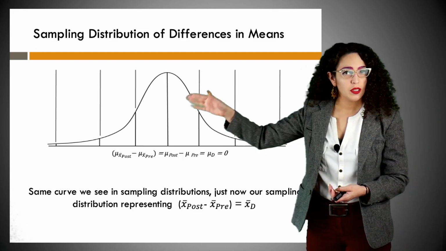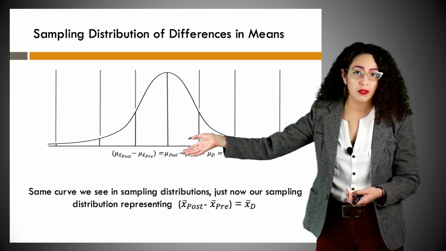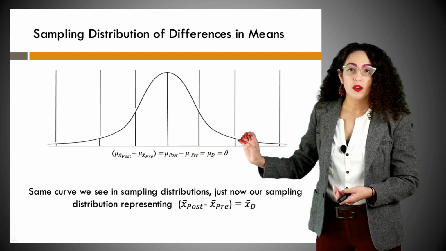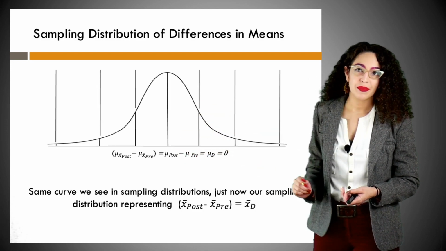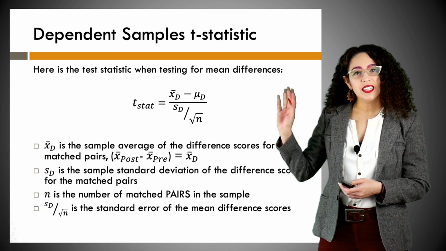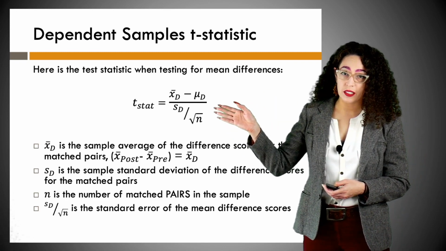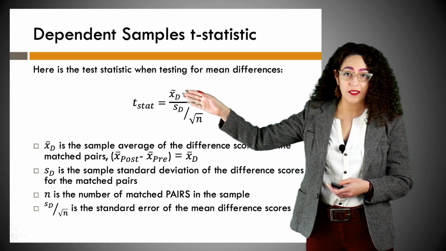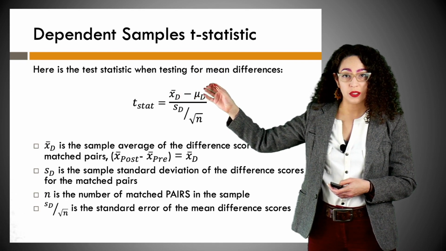Here's our sampling distribution of differences in the means. It's our same curve as usual, but now instead of doing just one sample mean or the difference between means with independent samples, we are now looking at the differences between dependent means. And now we have our subscript mu sub D. Here is the statistic for our dependent samples t-test. It looks just like all the rest of our t-tests really when we have the calculated sample mean, which is the difference between pre and post-test scores.